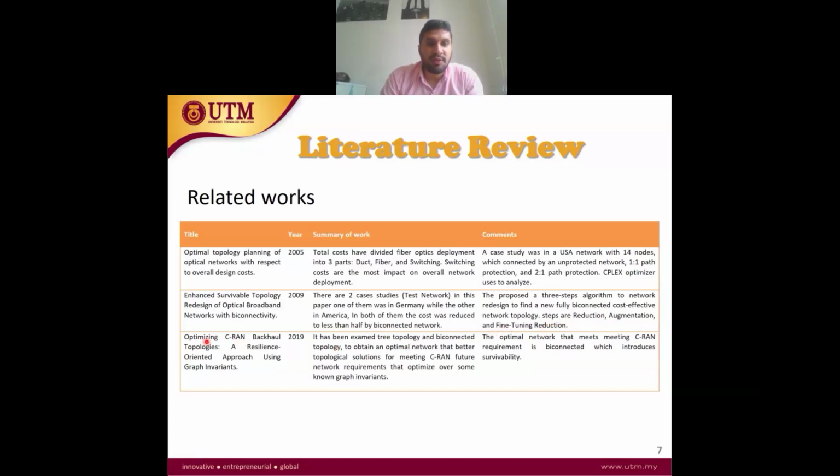Okay, here we have optimizing CRAN backhaul topologies. Actually, CRAN is cloud radio access network, which we will see in the near future because 5G is based on CRAN. CRAN consists of two parts: a wireless network and an optical network. In the optical network, the authors examine which is more suitable to use, tree topology or bi-connected topology. As the result of this study, the bi-connected topology was more suitable to use.